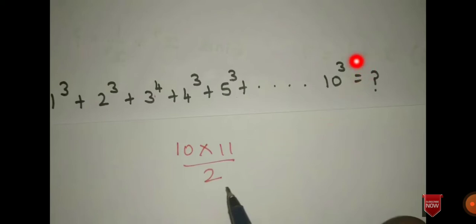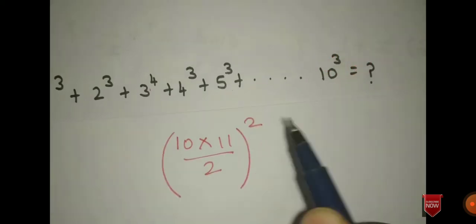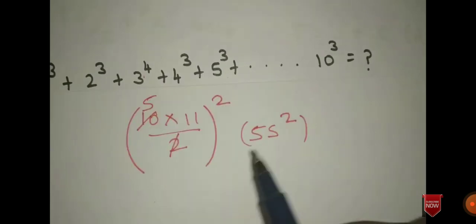But here we have cube, right? So we have to square it up. So the first step is see the last number, put it as it is, 10. The next number is 11. So 10 into 11 divided by 2. Then we have to take the whole square. If you cancel the common ones, 10 divided by 2 is 5. So 5 into 11 is 55. So 55 square is the answer for this.